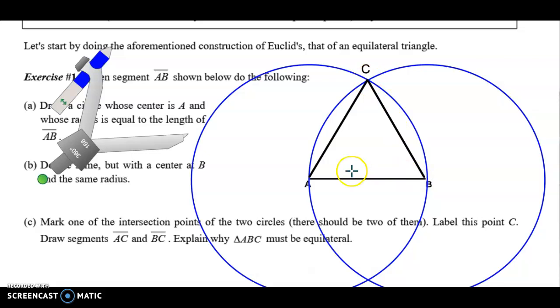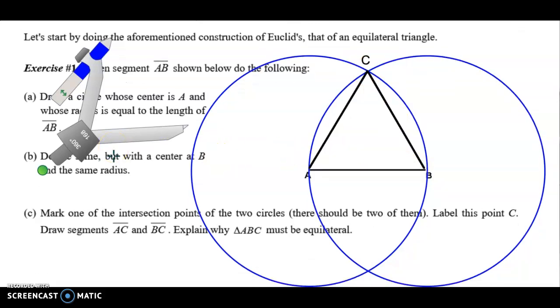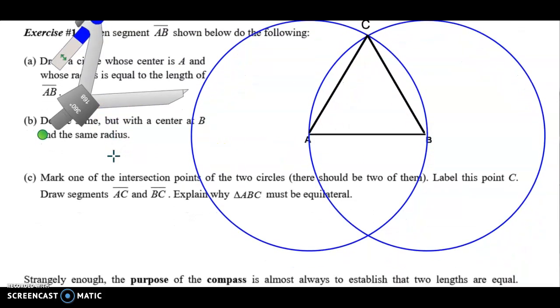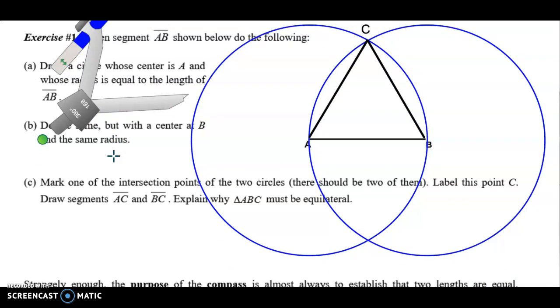Then they want us to explain why triangle ABC must be equilateral. Basically, you opened up your compass the span of AB, so that was the radius of the circles that you were drawing. So the distance that C is from A and the distance C is from B has the same exact radius as AB, so all of those three sides are equal to each other. So AC is congruent to BC is congruent to AB.